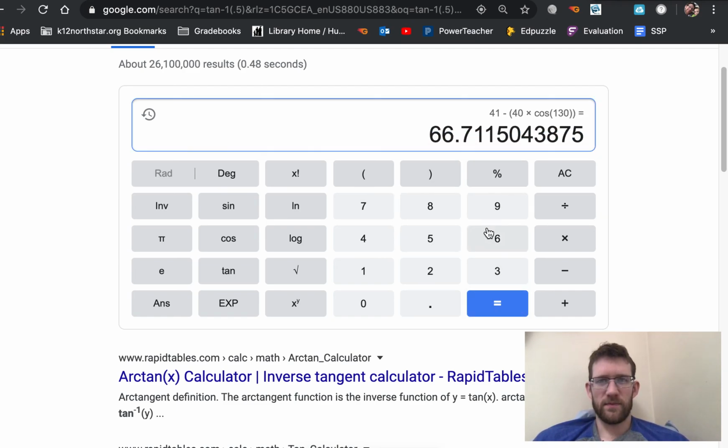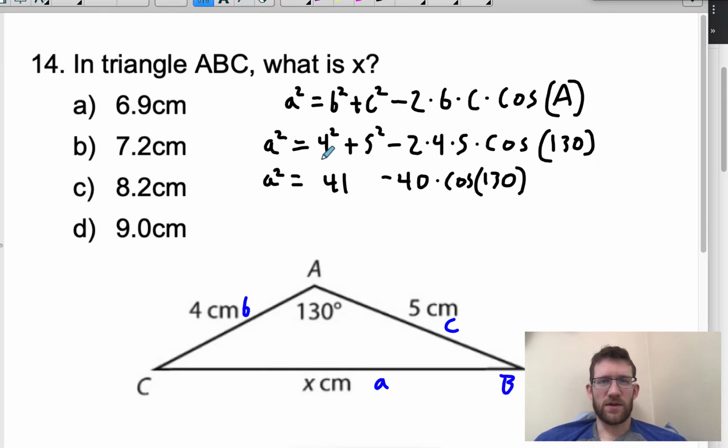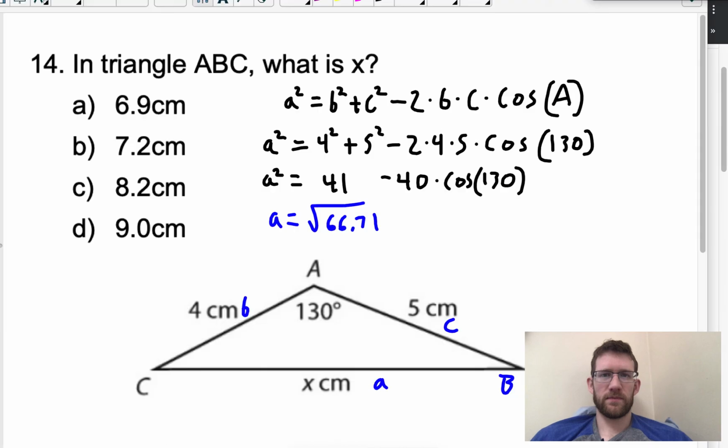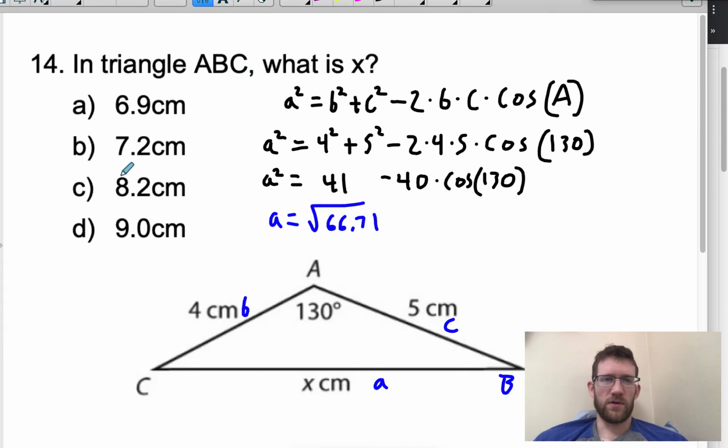Well, it's 66.71. And then if a squared equals 66.71, how do I get a by itself? Well, a is equal to the square root of 66.71. So I'm simply going to take the square root of that answer, and I get 8.16777, which rounds to the nearest tenth of a centimeter to this guy here.